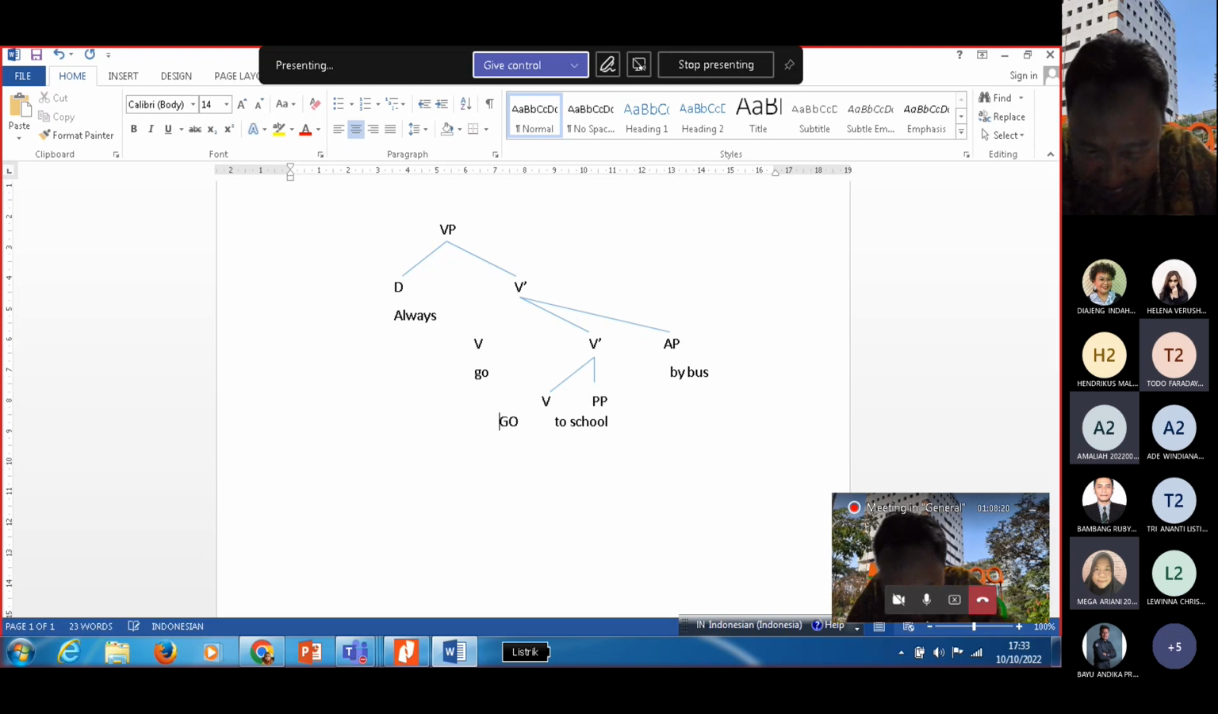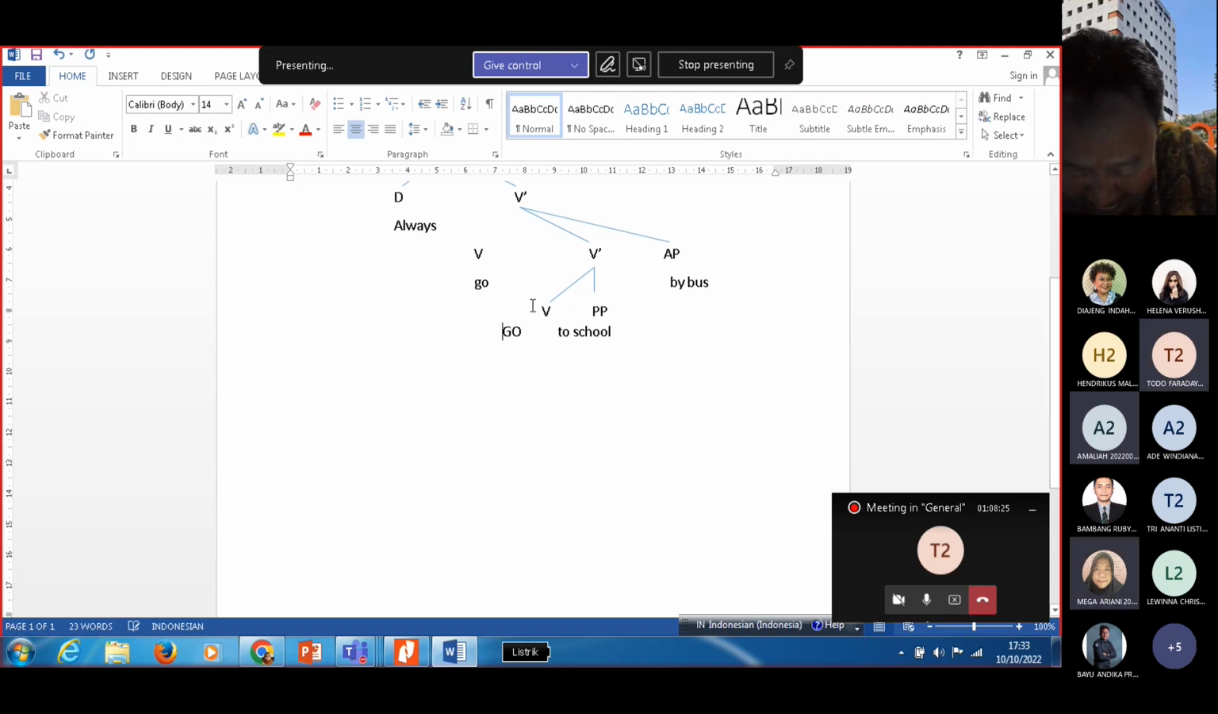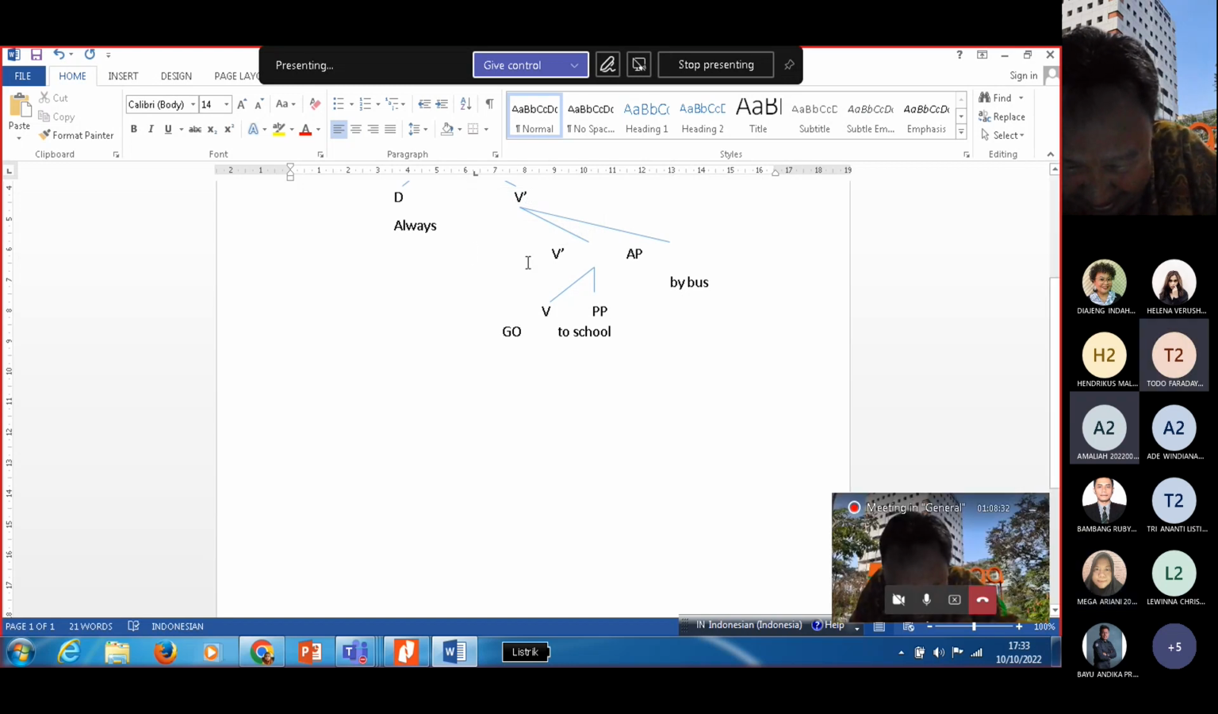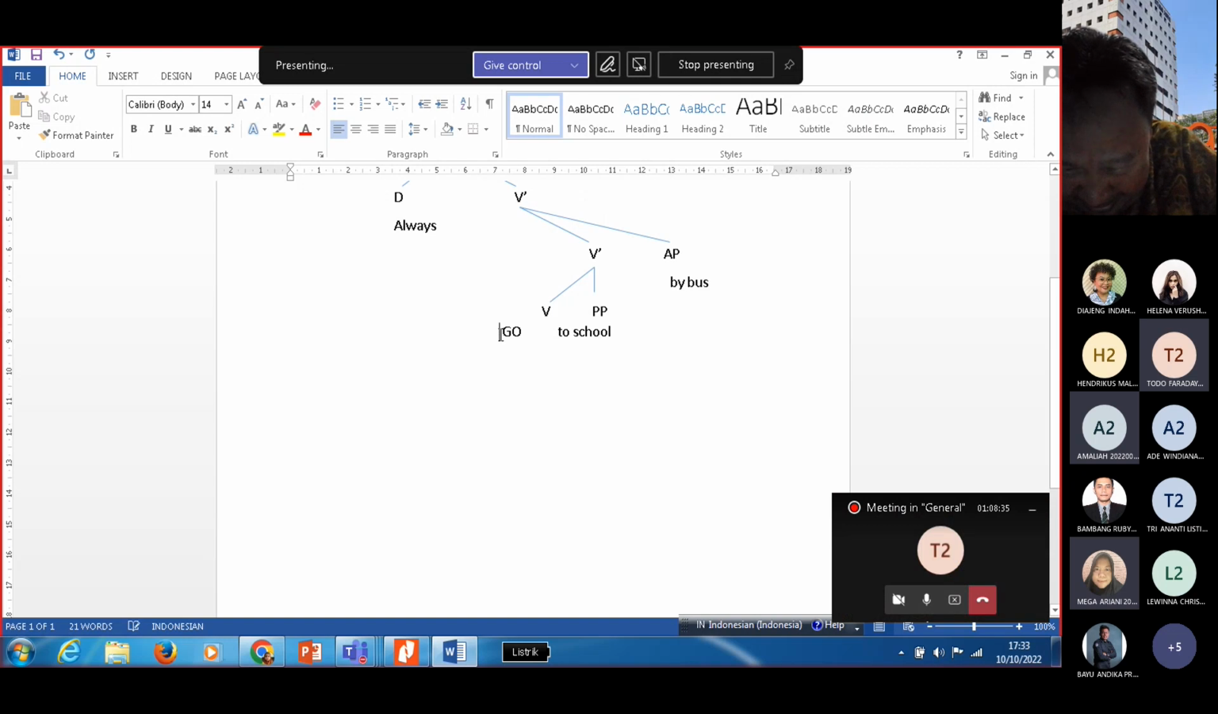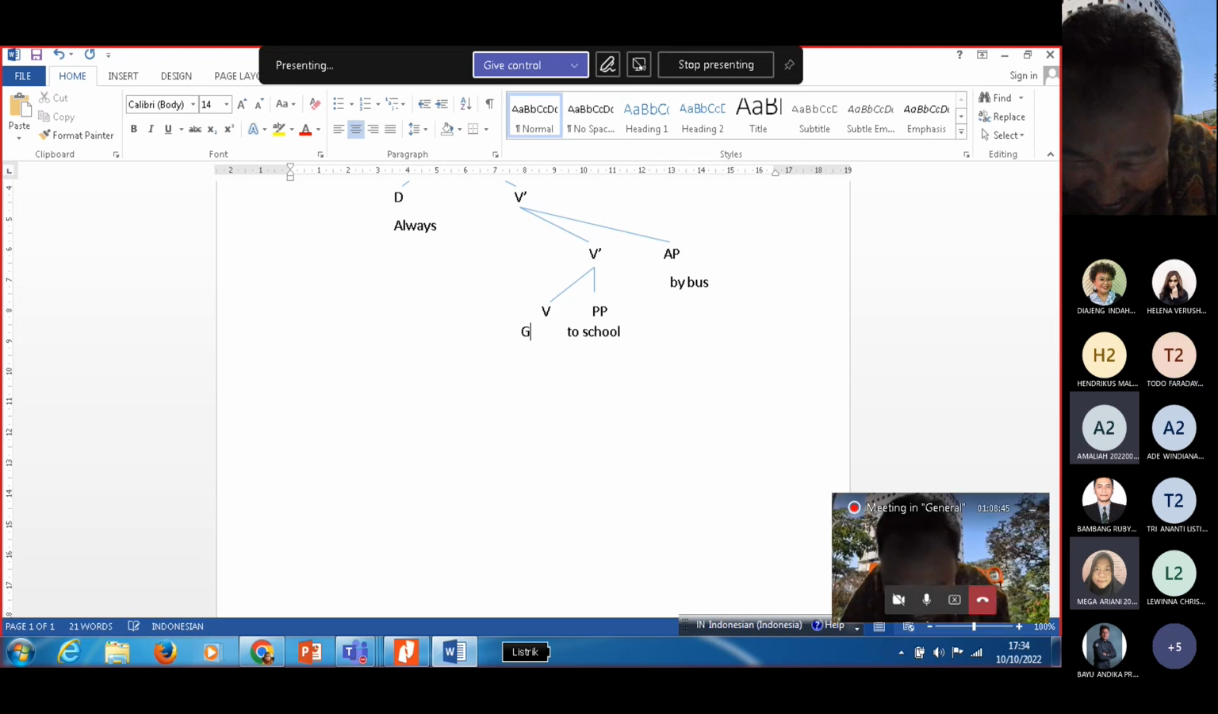Can you scroll down? So how do I know "to school" is a complement? Because it's the daughter of V-bar and the sister of V. Right. Yeah, this is the correct X-bar tree. Okay. So I can do this. Simple, right? Yes.